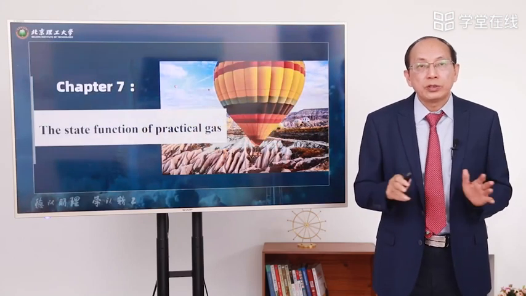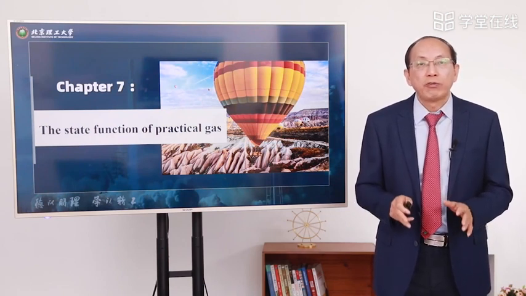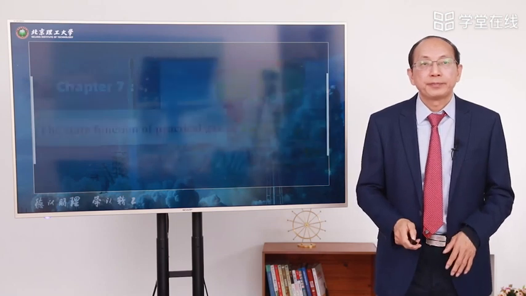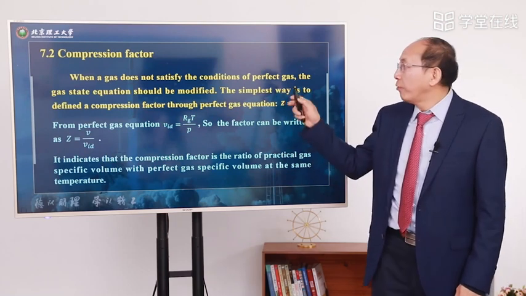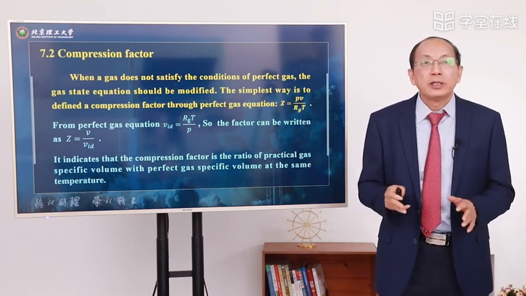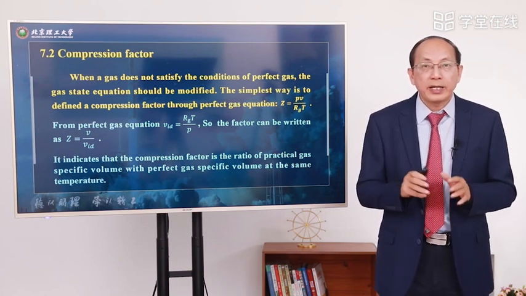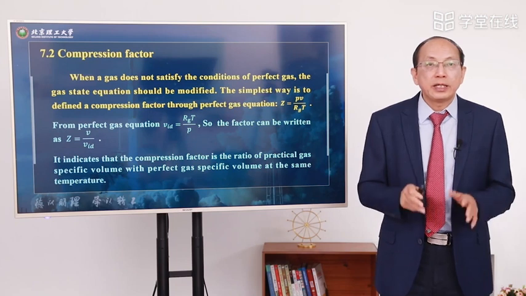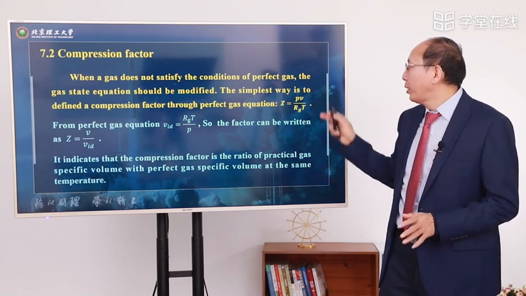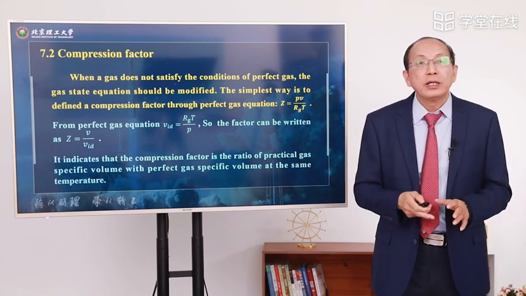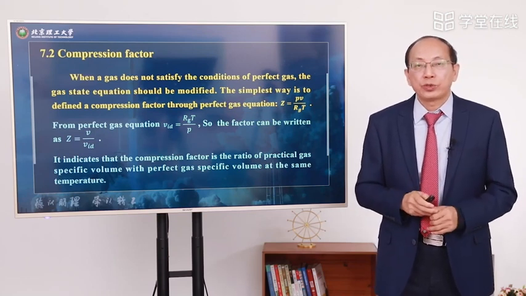We continue discussing Chapter 7, the state function of practical gas. Section 2, compression factor. When a gas does not satisfy the conditions of a perfect gas, the gas state equation should be modified. The simplest way is to define a compression factor through the perfect gas equation.